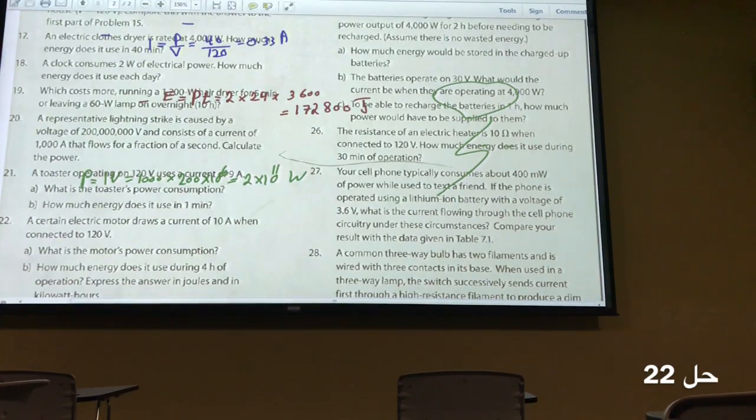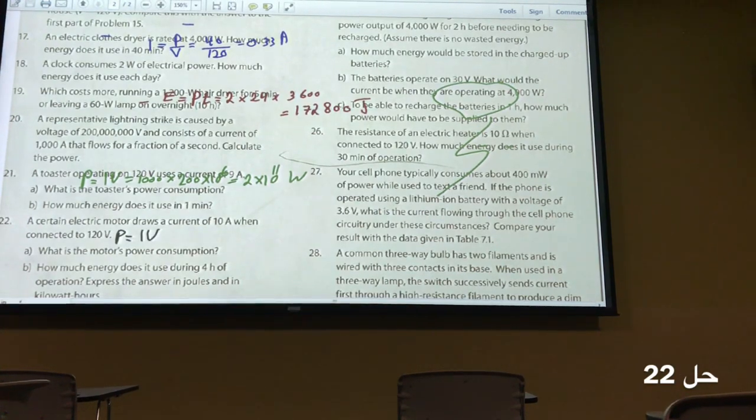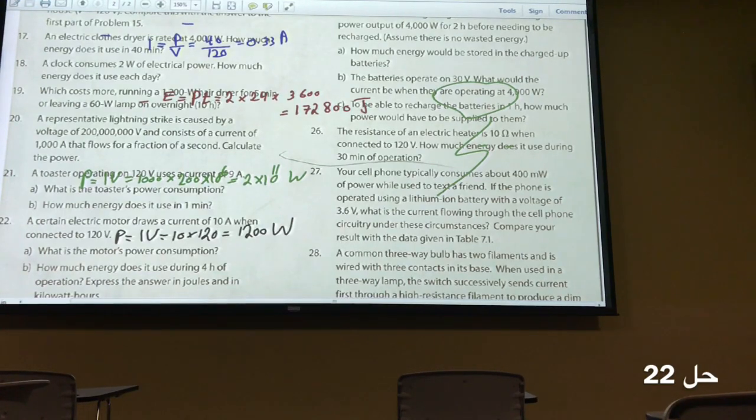So he wants you to find what? The power. The power equals I multiplied by V. 10 multiplied by 120 equals 1200 watts. Then, how many hours? They operate that device for 4 hours. What's the energy in this case?